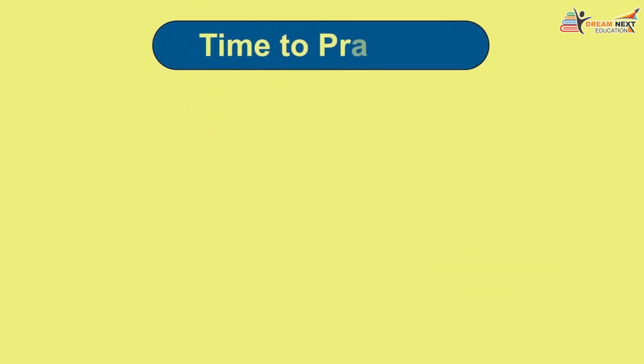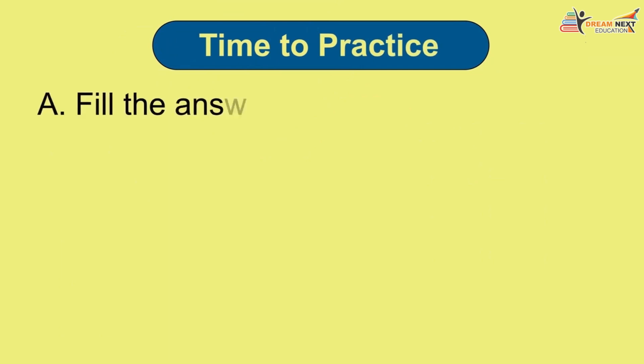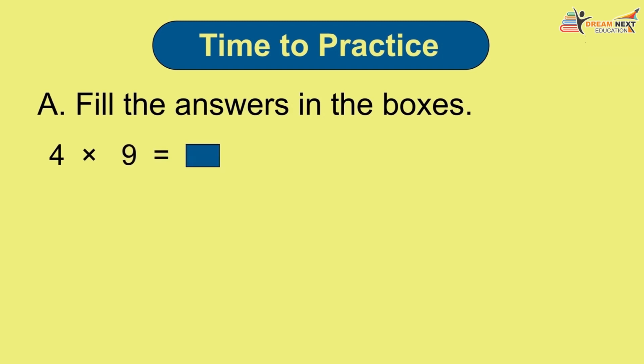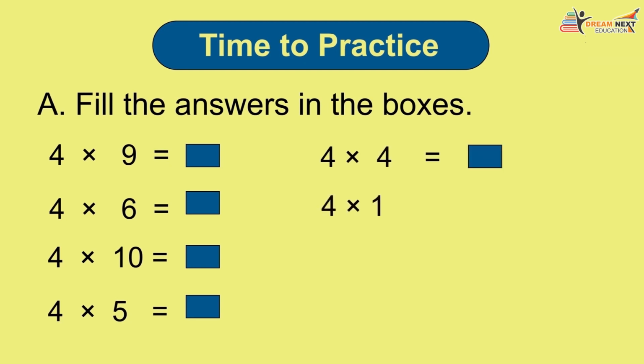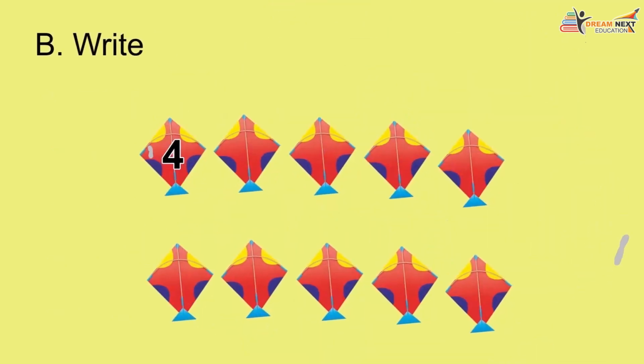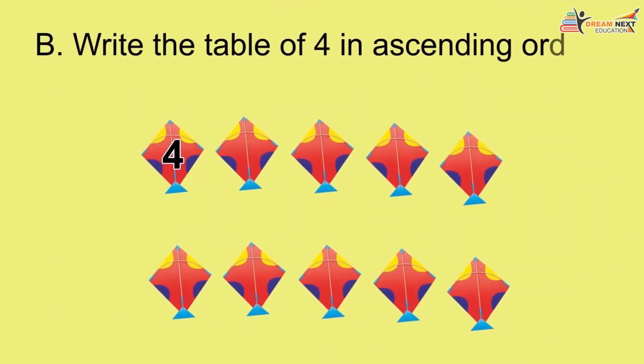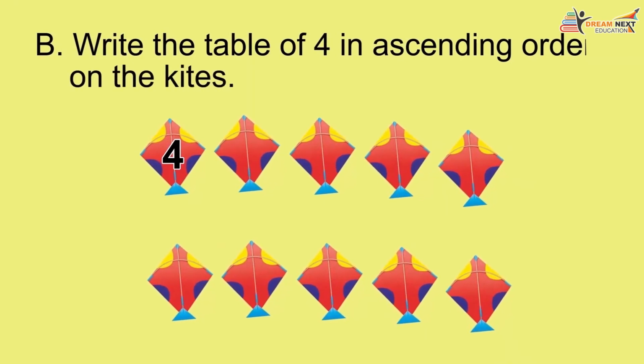Time to practice. Fill the answers in the boxes. 4 into 9 is equals to, 4 into 6 is equals to, 4 into 10 is equals to, 4 into 5 is equals to, 4 into 4 is equals to, 4 into 1 is equals to. Write the table of 4 in ascending order on the kites.